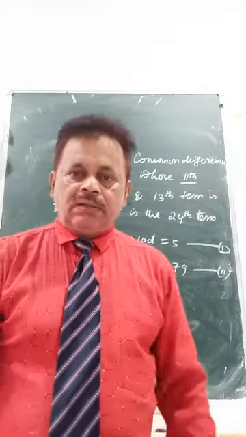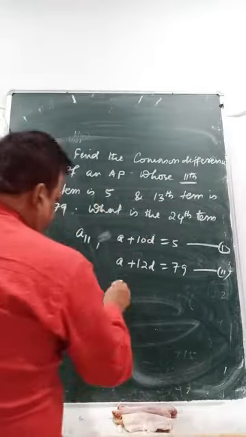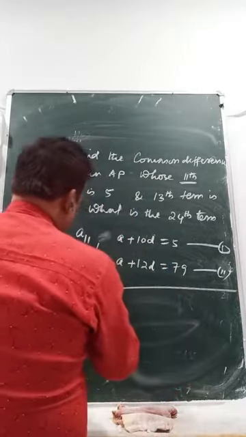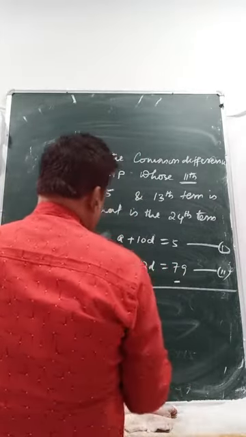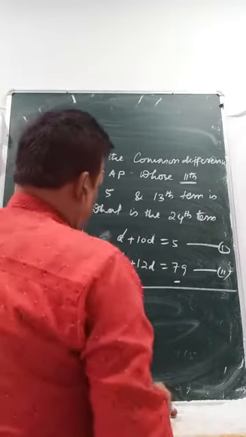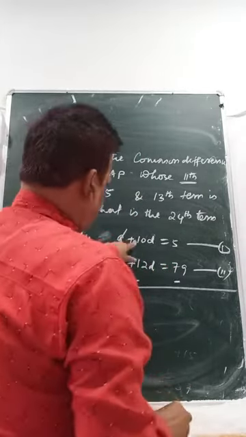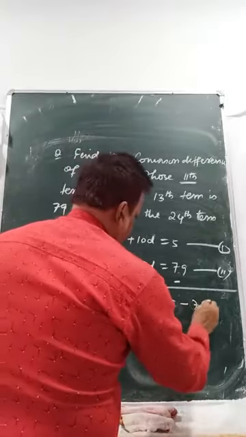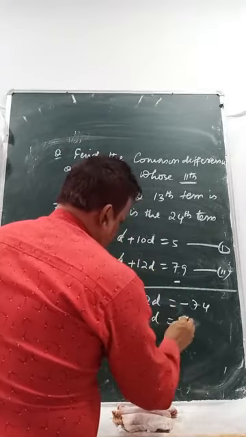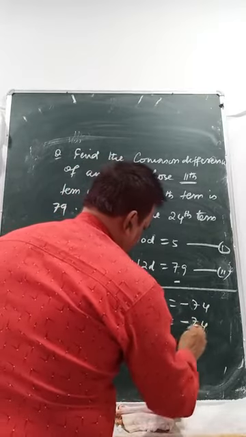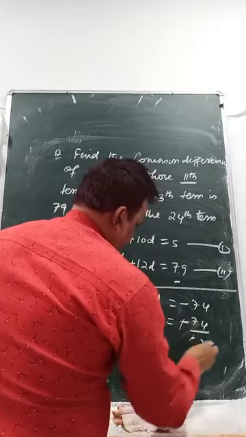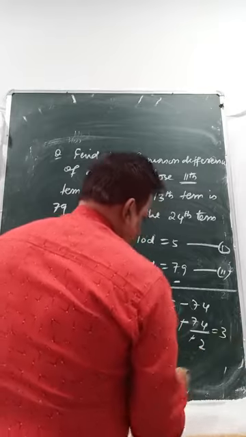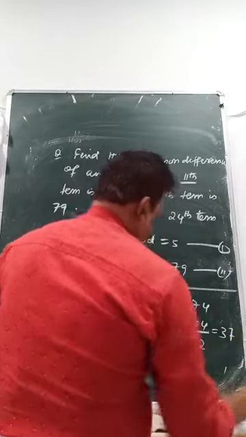Two equations you got. Now you subtract it. This is minus, this is minus, this is minus. This is cancelled. So 10D minus 12D is minus 2D. 79 minus 5 is minus 74. D equals to minus 74 by minus 2. How much? 2 3 is 6, 37.